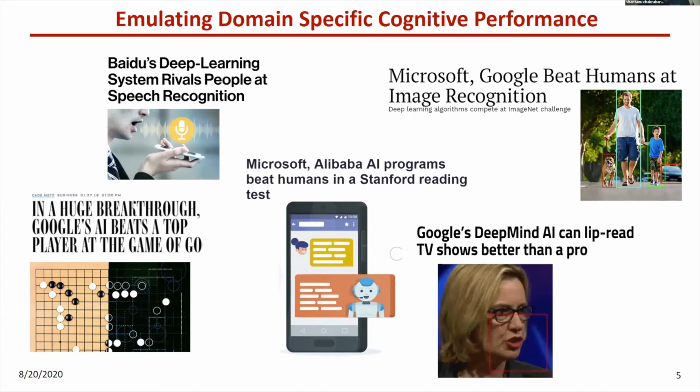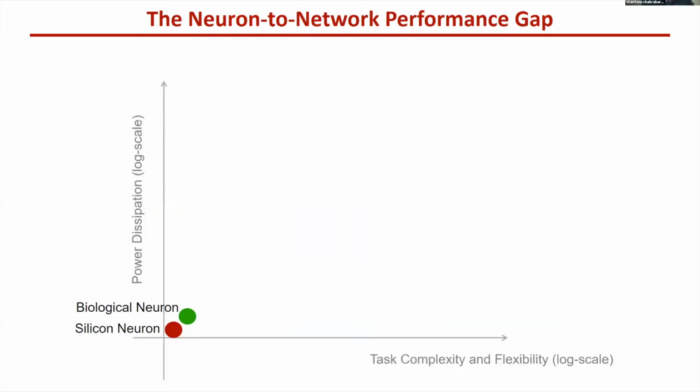So Trish, if you go to the next slide. So the gap is what I call the neuron-to-network performance gap. And the way in which I'm going to illustrate this is I'm going to throw some numbers at you, because I'm an engineer, so I'd like to show this in terms of a graph.